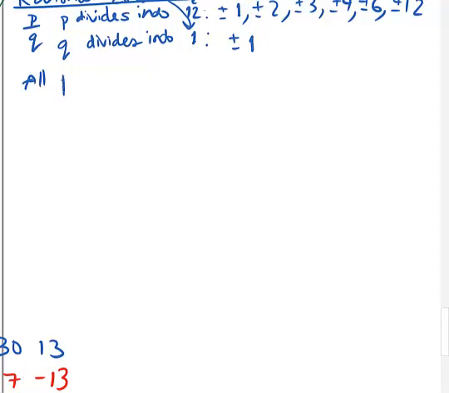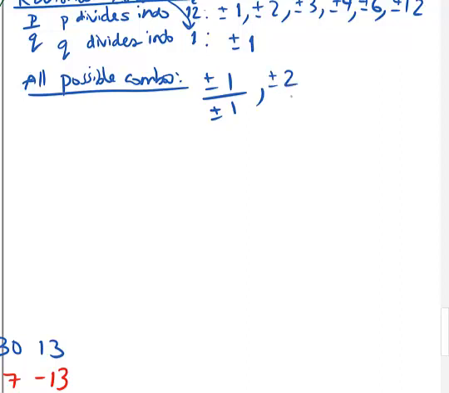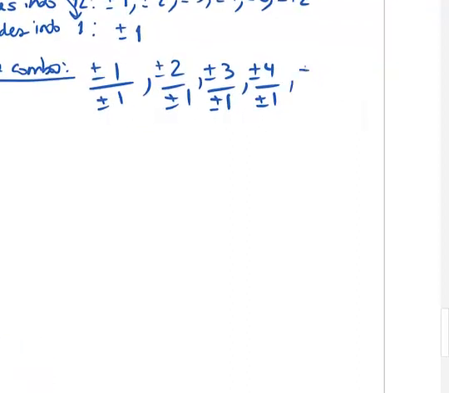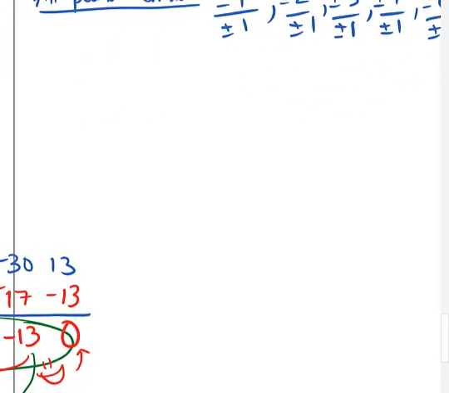Okay, what are all the possible combinations of those guys? Well, it's pretty much each of the p's that we found over plus or minus 1. Plus or minus 1 over plus or minus 1. Plus or minus 2 over plus or minus 1. Plus or minus 3 over plus or minus 1. Plus or minus 4 over plus or minus 1. Plus or minus 6 over plus or minus 1. Plus or minus 12 over plus or minus 1.